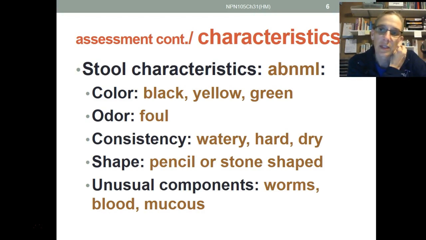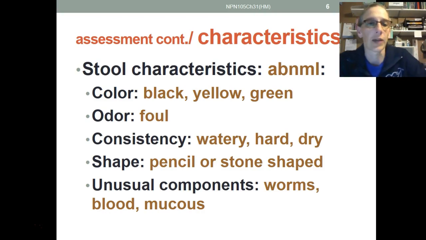Black stools are often an issue with an upper GI bleed in the esophagus, stomach, or the first part of the small intestine. And maroon or bright red blood would be a lower GI bleed in the large bowel, rectum, or anus. Now, that is not to say that every time you look at a stool, if it looks black, there's definitely a bleed. That's just kind of a guideline, okay?